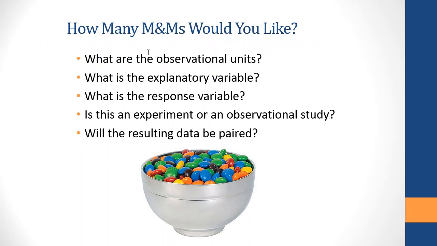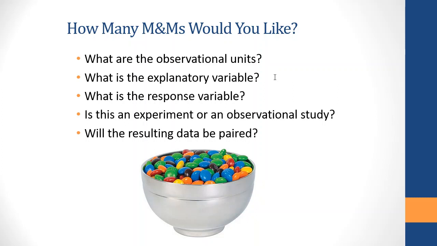And so in this case, you can think about, okay, what are the observational units? Well, we have these 17 participants. The explanatory variable is categorical. It's whether the bowl was small or large. The response variable was quantitative. It's how many M&Ms they took out. And it was an experiment because they randomly determined whether they gave them the small bowl or the big bowl.